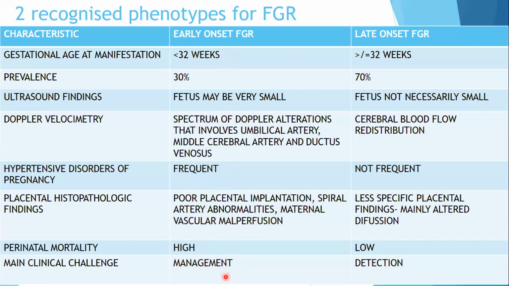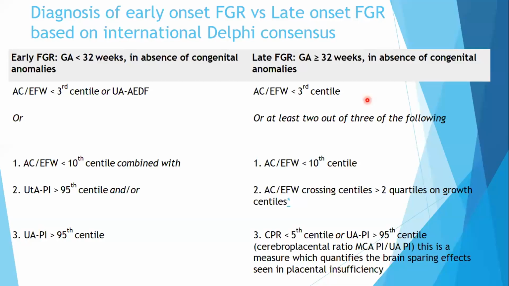The main clinical challenge in this case is management, but it's very easy to recognize these babies with fetal growth restriction. Now, in terms of late onset fetal growth restriction, what we've noted is that it tends to be more prevalent, 70%, and then the ultrasound findings may not be very specific, as the babies may actually be appropriately grown.